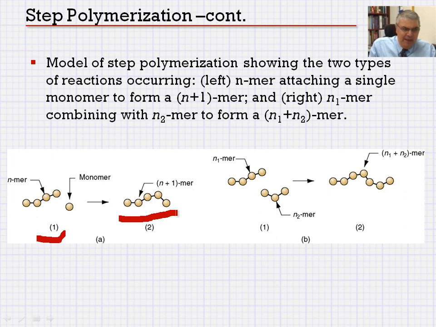Then, as we continue this process, we are going to have an N1-mer and an N2-mer of different length. N1 and N2 are different, and then the end product would be an N1 plus N2 mer. This is not a subtraction here. This is just N plus 1 mer, and this is N1 plus N2 mer. So don't be confused by this. This is more like a dashed line, a dash mer.